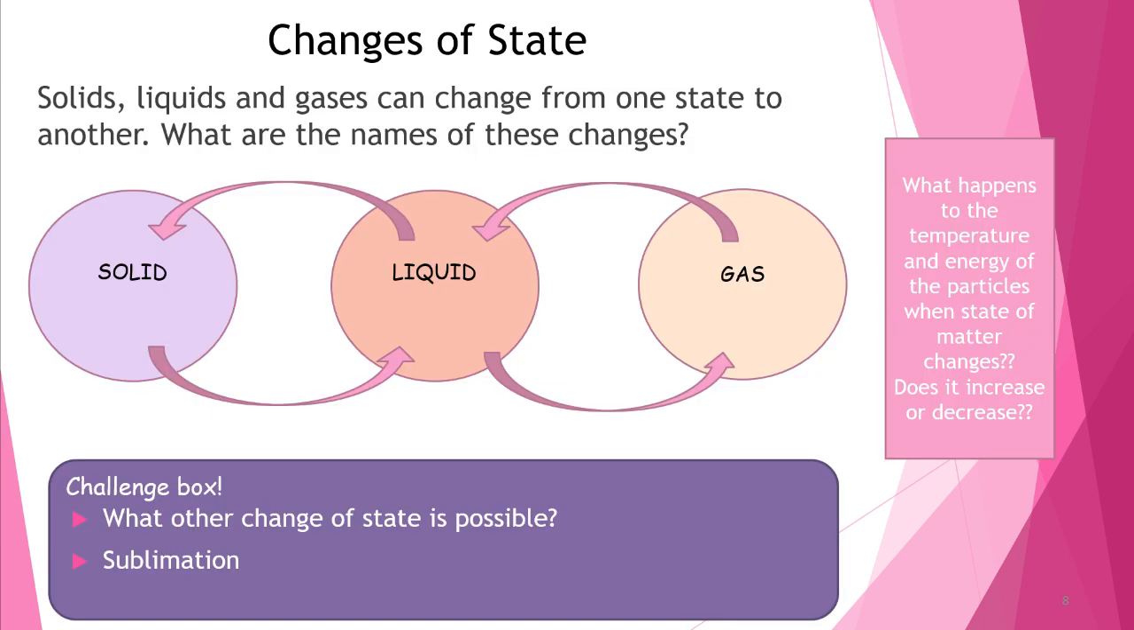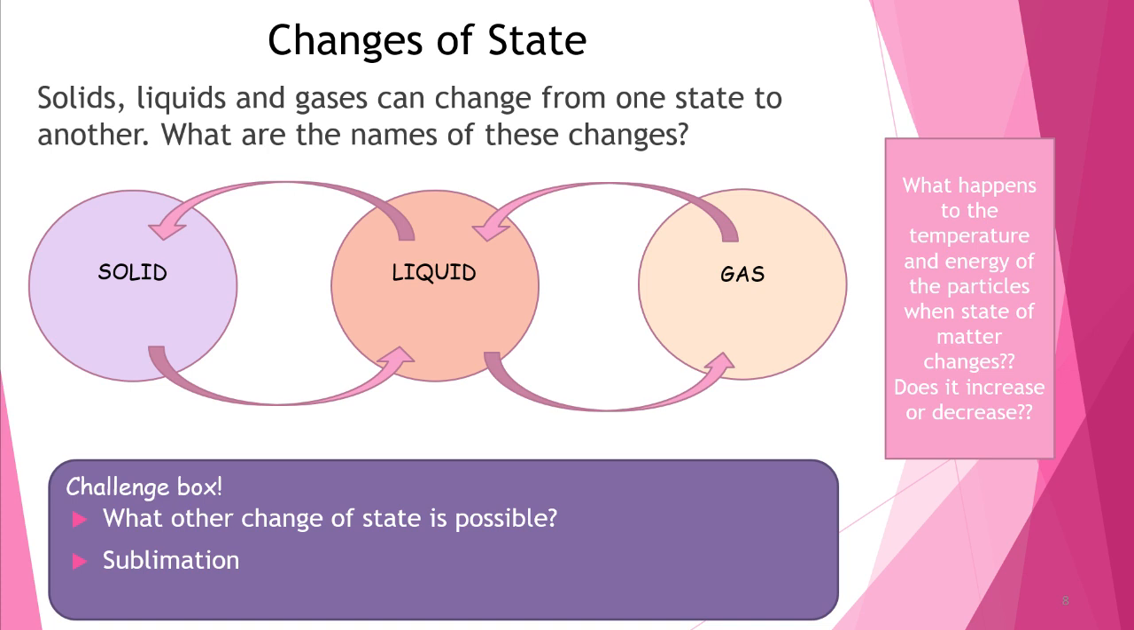Okay, let's look at changes of state. Solids, liquids and gases can change from one state to another. We know it's only a matter of the arrangement and the movement of particles. So if we alter these two factors, we can change a solid into a liquid, a liquid into a gas, a gas into a liquid and a liquid into a solid.